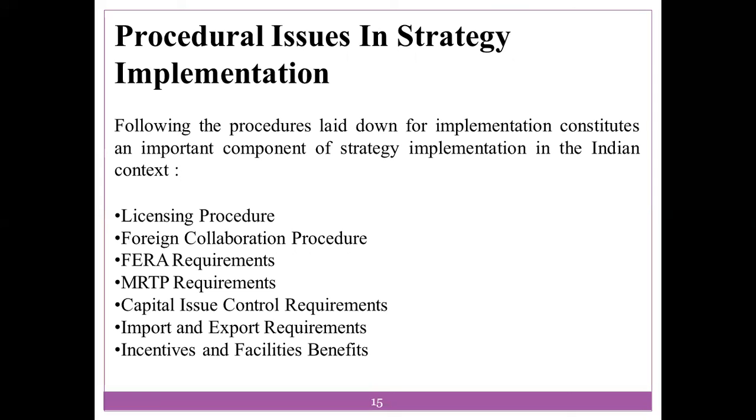Now, procedural issues in strategy implementation. The following procedures laid down for implementation constitute an important component of strategy implementation in the Indian context. One is the licensing procedure. Then there is the foreign collaboration procedure, FERA requirements, MRTP, capital issues control requirement, export requirements, incentives and facilities. All these are things which we need to consider while we are going to implement any strategy.